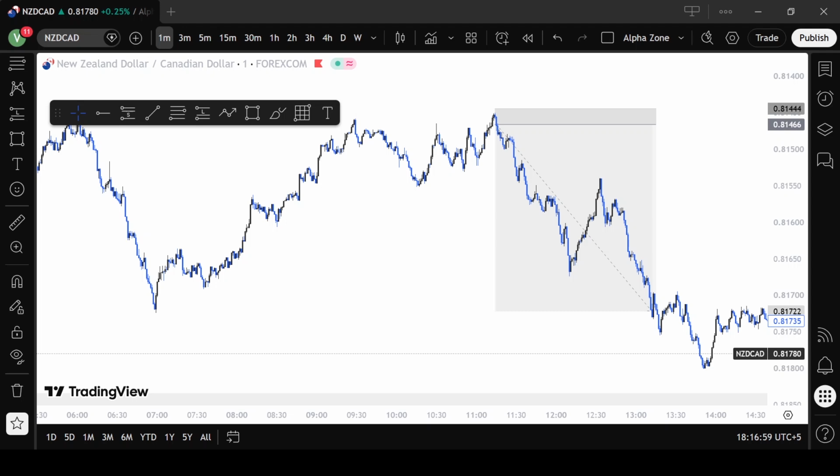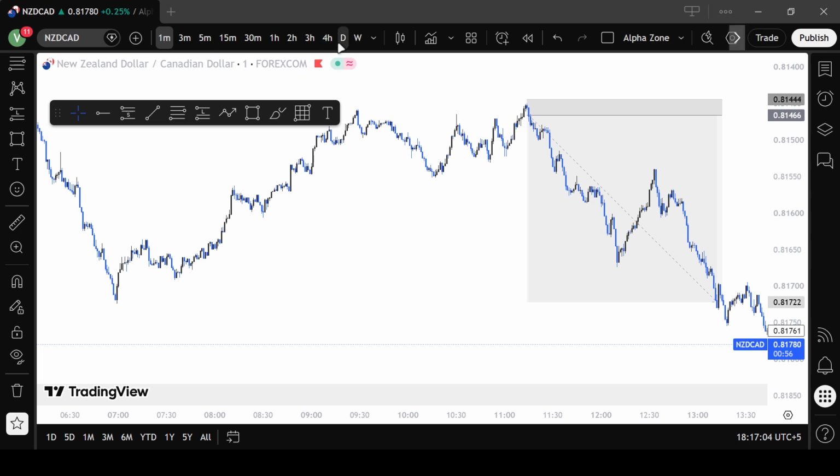This trade was not luck. Let me show you the exact logic behind the winning setup. So I start with the 4-hour analysis.